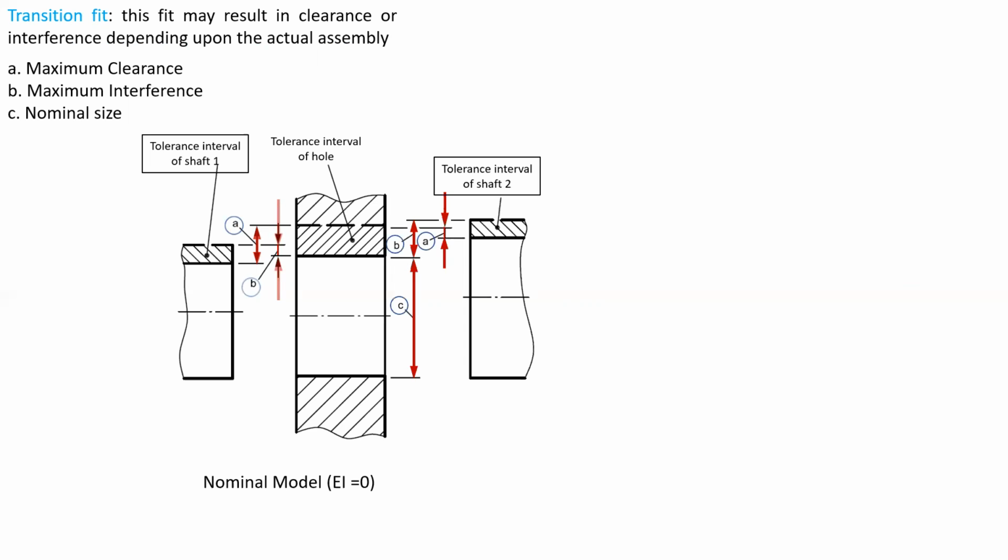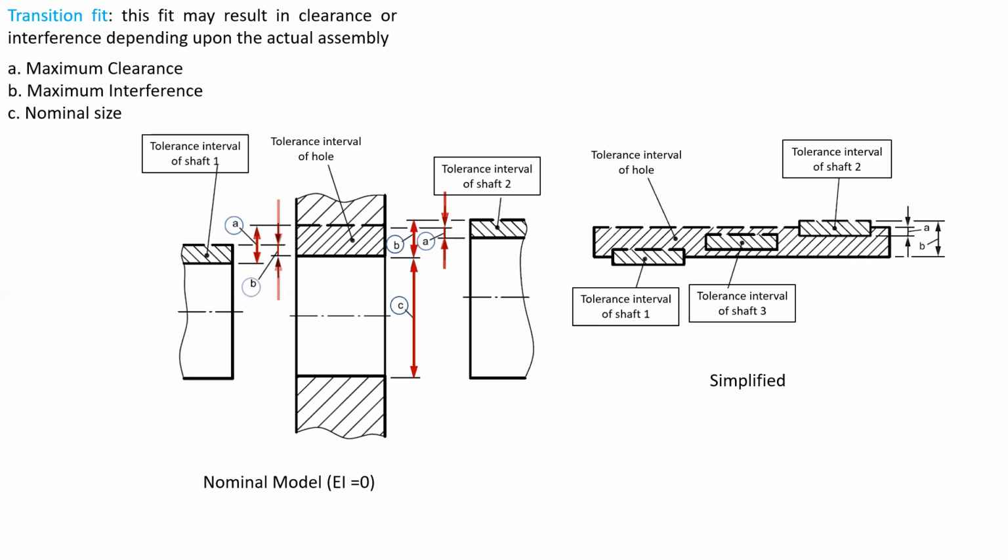This is the second case of transition fit. In this case, we can see A is the maximum clearance and B is the maximum interference. Now we can see that in case of the shaft 2, the upper limit of size of shaft is greater than the upper limit of size of hole. Whereas in case 1, the lower limit of size of shaft was less than the lower limit of size of hole. And if we see the maximum clearance, we can clearly see that the maximum clearance in case of shaft 1 is greater than the maximum clearance in case of shaft 2. So these are used in different applications.